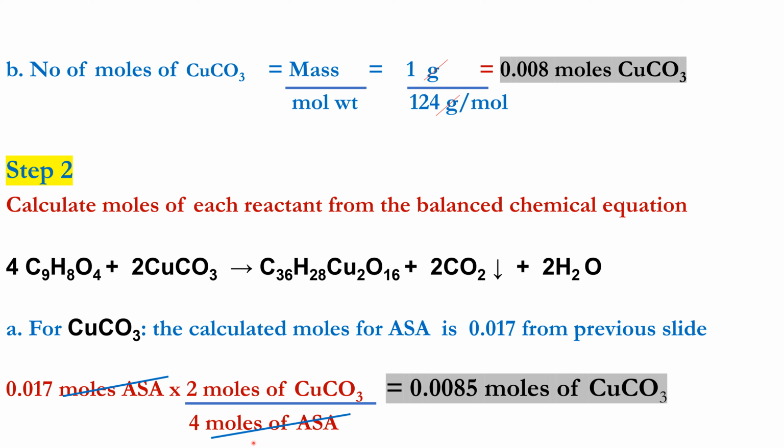The reason why we put 4 moles of acetylsalicylic acid here is for moles of acetylsalicylic acid here to cancel out with these moles of acetylsalicylic acid so that we can calculate moles of copper-2 carbonate. So this cancels this, and then we will have 0.017 multiplied by 2 moles of copper-2 carbonate divided by 4. So this will give us 0.0085 moles of copper-2 carbonate.